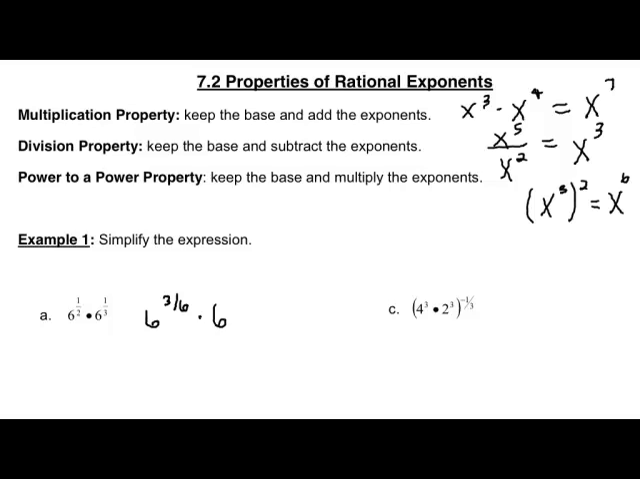1/3 is the same as 2/6, so 6 to the 2/6. And then again, we're adding these. So 3 plus 2 is 5, so this is 6 to the 5/6 power. So again, if we have common bases, we still add the exponents.